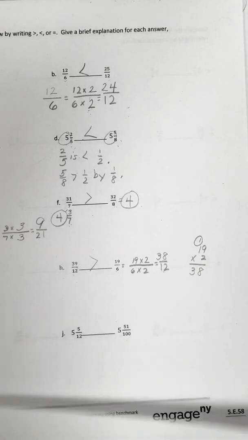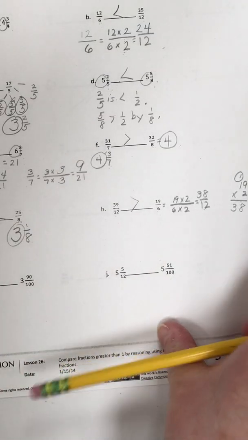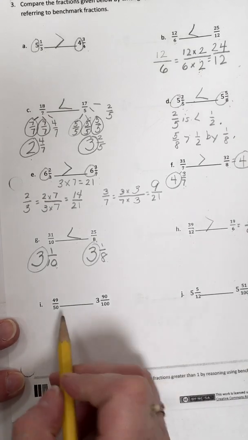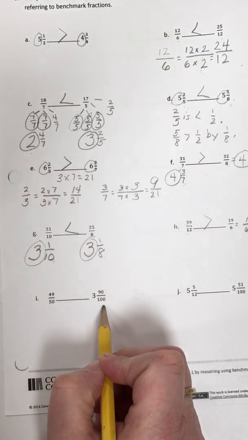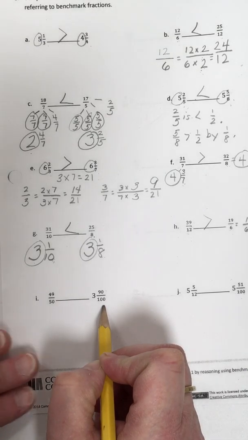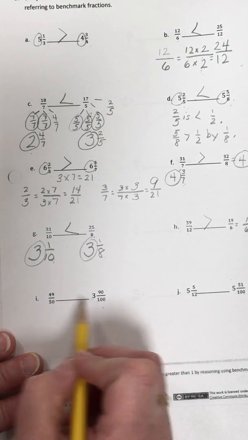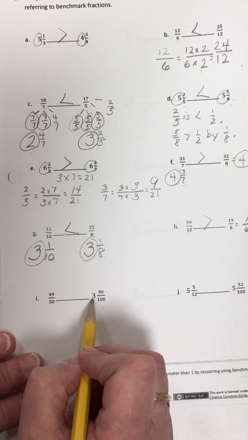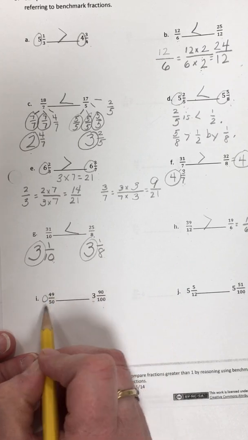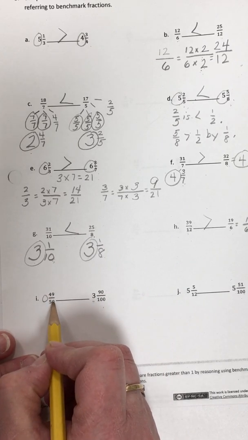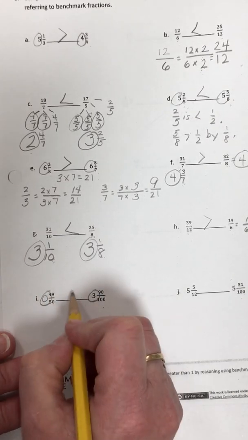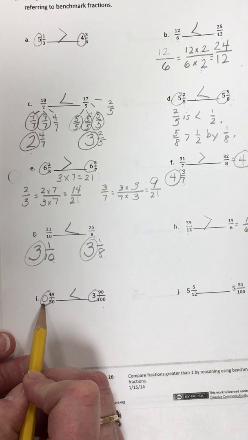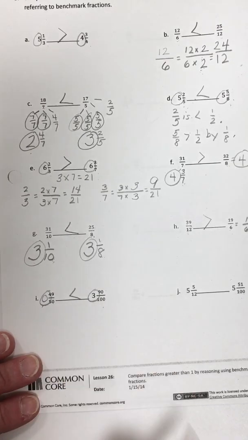Let's go down to I. I am comparing 49/50ths to 3 90/100ths. If this one has a whole, this one doesn't, so it's really 0 49/50ths. So I definitely know 3 is greater than 0. I love this type.